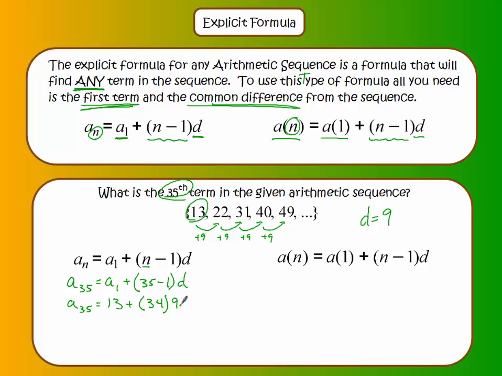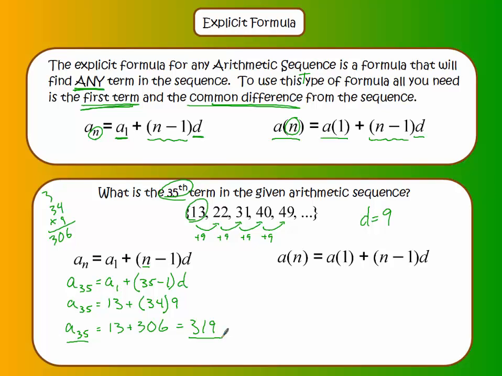So simplifying this, a sub 35 equals 13 plus 34 times 9. Let's do a little math over the side here. 34 times 9: 9 times 3 is 27, plus 3 is 30, so that's 306. 306 plus 13 is going to be 319. So the 35th term in this sequence is the number 319.